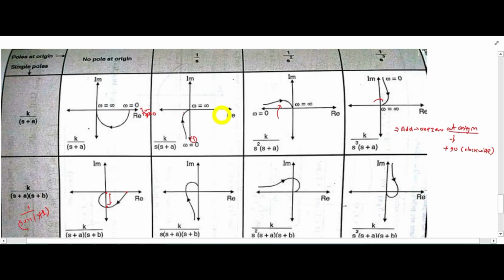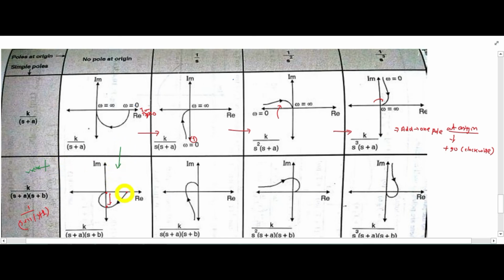Complete polar plot. When we add, like now see here, from here to here, one pole, sorry, that is not a zero, this is a pole. When we add one pole at origin, then our polar plot shifted 90 degree in clockwise direction. But when we add a pole which is not located at origin, somewhere else, then what happens?